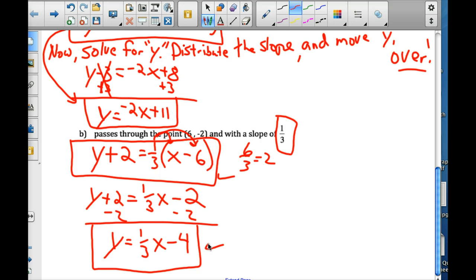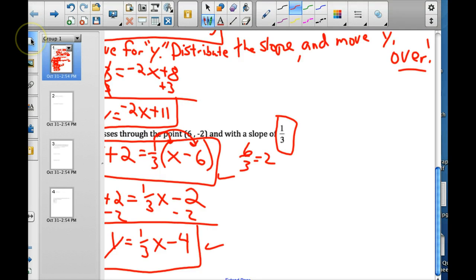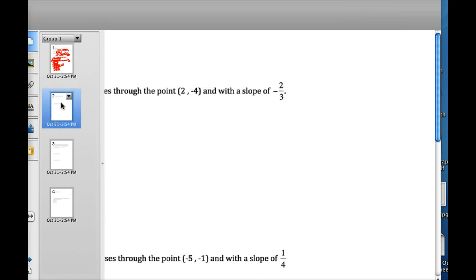You guys have some work to do tonight, getting it from point slope into slope intercept. Take your time and think. Write nicely. Some of you get mixed up because you can't read your own handwriting. All right, let's do 2 more of these, guys. We're doing great.